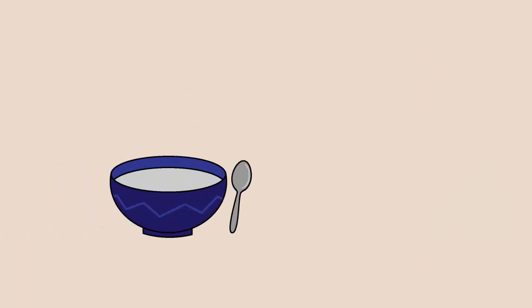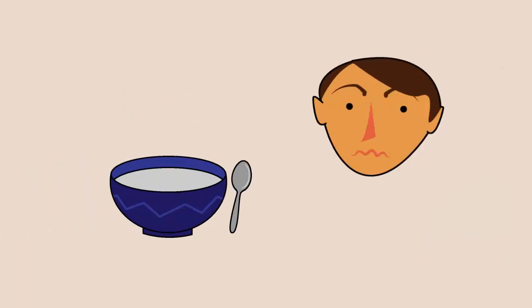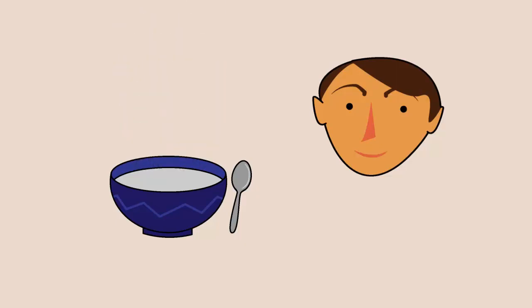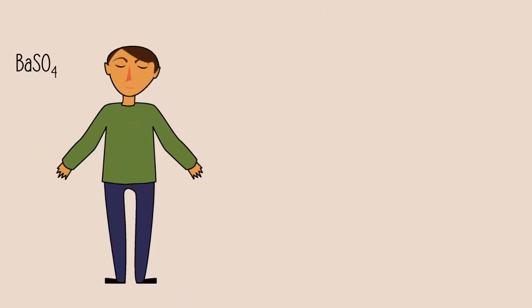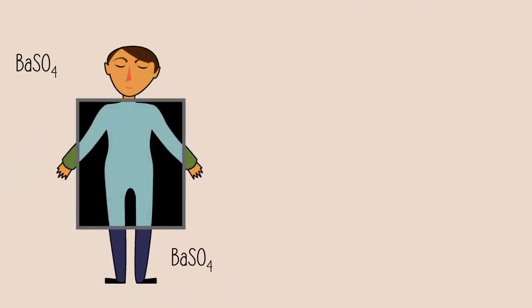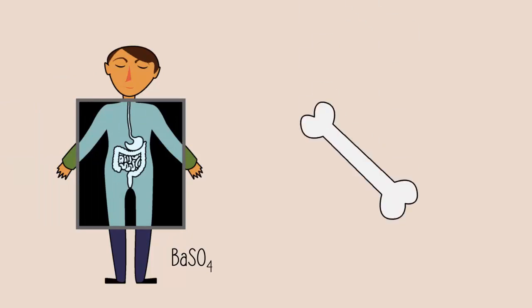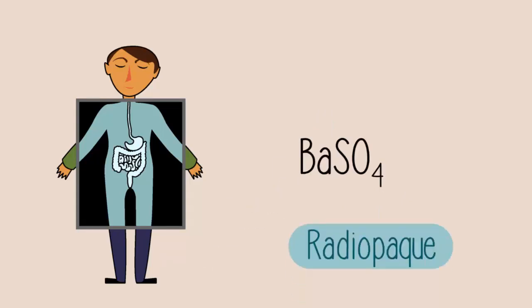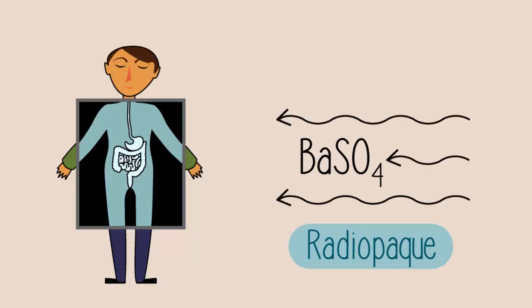If you've ever had to consume it, you will find that it has a very chalky taste and it's very thick and dense. Sometimes flavoring agents are added to mask this chalky taste. As it passes through your gastrointestinal tract, it mimics the density of your bones. Since X-rays cannot pass through, an image can be produced. Therefore, this barium sulfate compound is radio-opaque because it prevents X-rays from passing through them.